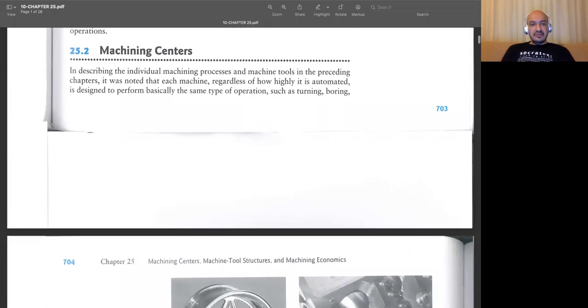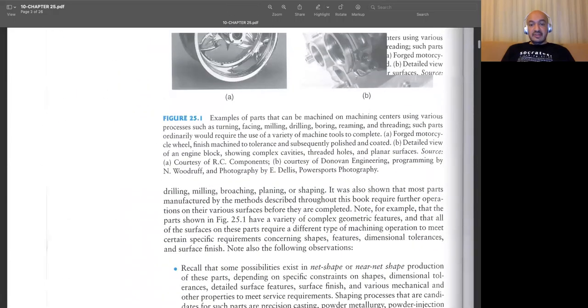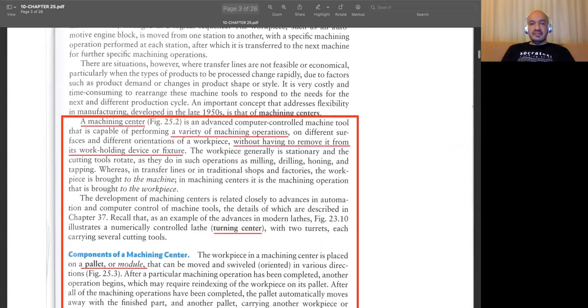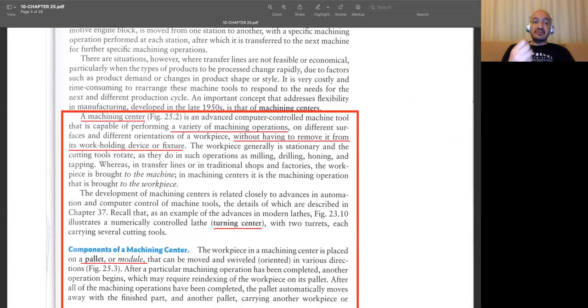We already discussed some types of machining centers, so I will not be spending too much time. I will just be showing you some pictures and mentioning some specific equipment. We know that a machining center is a versatile machine so that you can perform various machining operations on the same machine. You shouldn't be moving your workpiece from the table. Once you mount it onto the table, you can perform various operations. You can do drilling, milling, honing, tapping, reaming maybe. They are all done on the same machine without removing the workpiece.